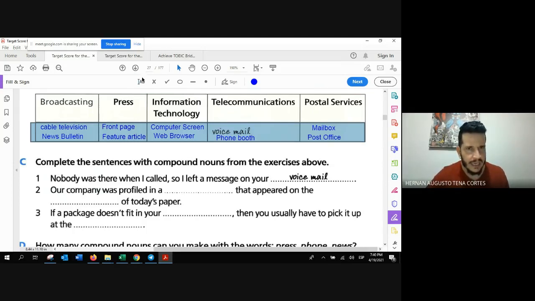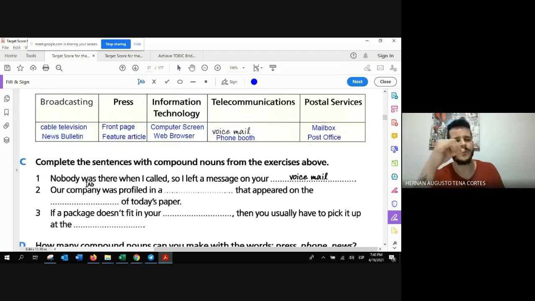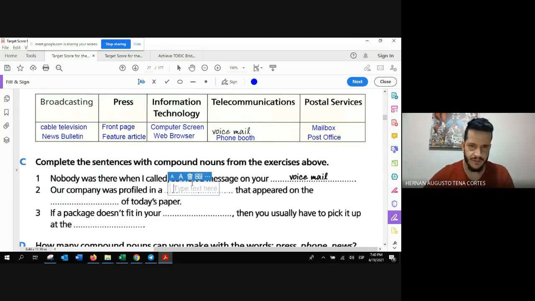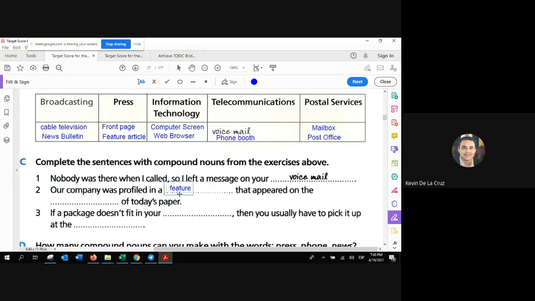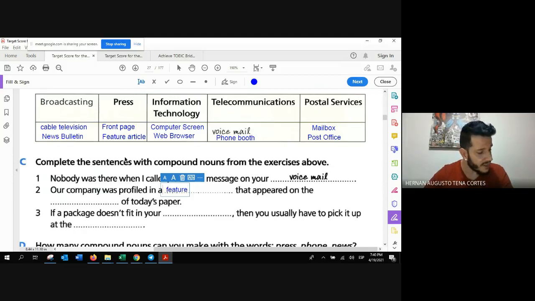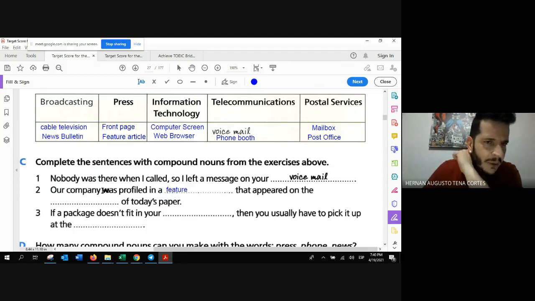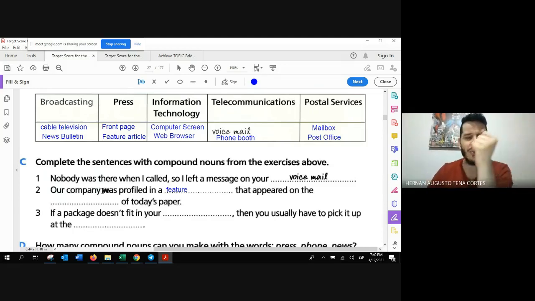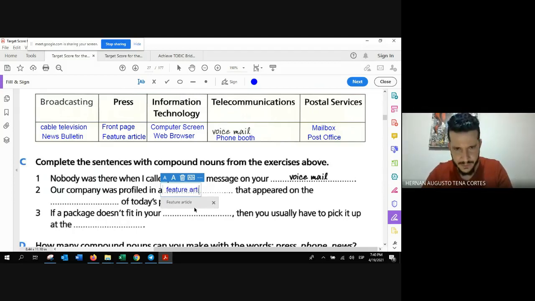What do you think? All right, I'll help you with the first word. Cable television. Oh, I see what you're saying. Well, a company can be featured in cable television, but a cable television what? Program? A commercial? A show? So we need something more specific. In this case, we would say feature article here.